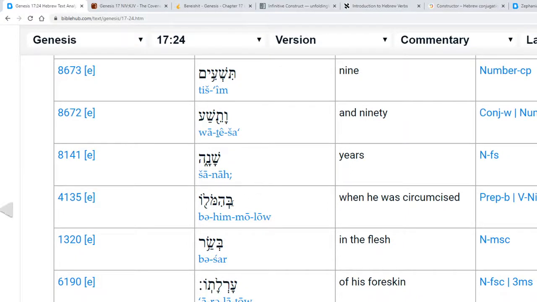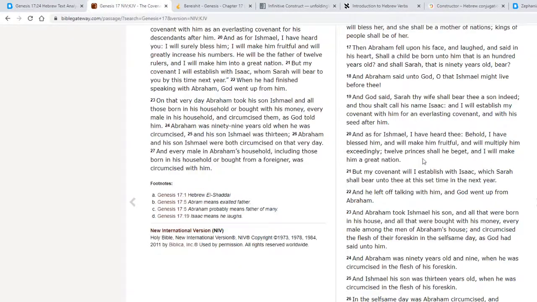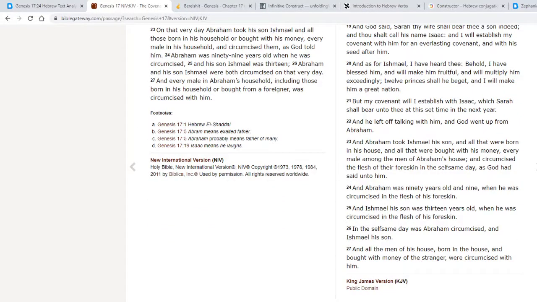Behimolo. Prepositional bet, this is circumcised in the infinitive, himolo, in his circumcising. Basar means flesh. Orlato, of his foreskin. Basar orlato, it's one smichut, one construct. King James: And Abraham was ninety years old and nine, when he was circumcised in the flesh of his foreskin.